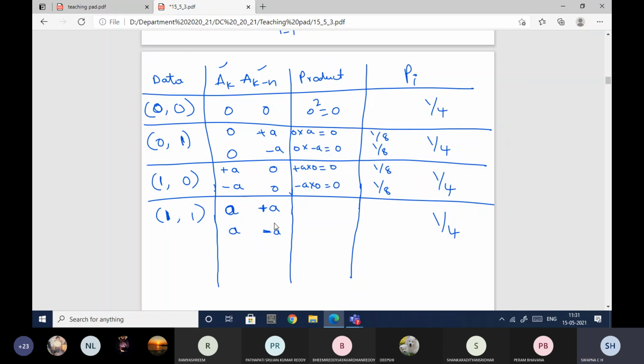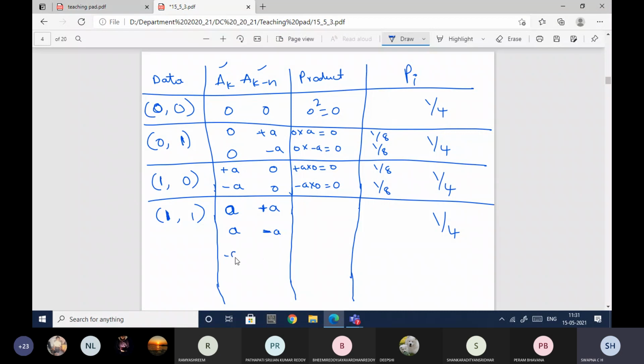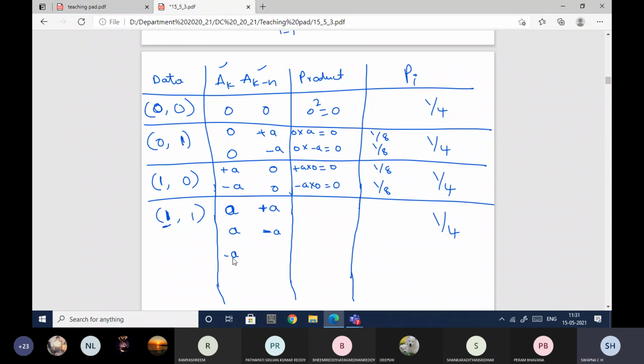Have you understood why it is in this way? Yes, ma'am. Anybody has got doubts, please tell me. Okay, next one. The first A I'm representing with minus A.